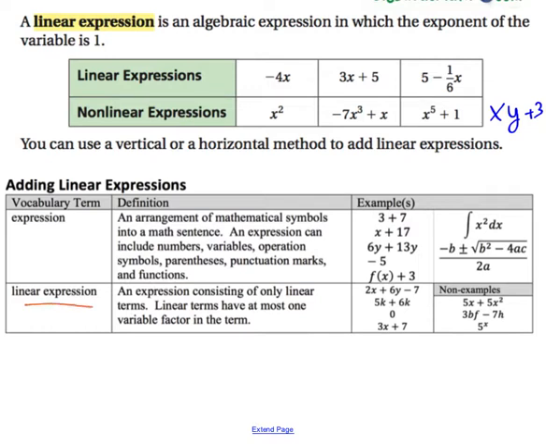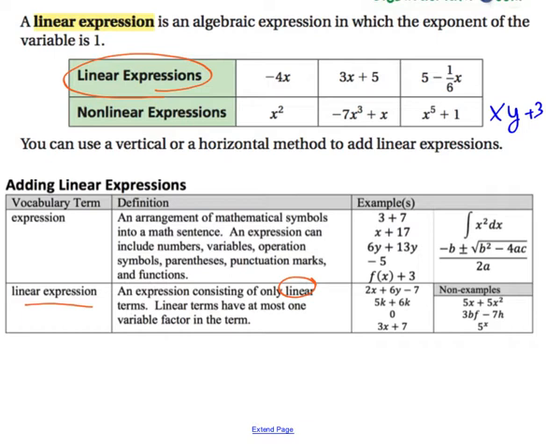Okay, a linear expression is an expression consisting of only linear terms. Remember, linear expressions need to have only linear terms. They have at most one variable factor in the term. So examples of linear expressions: 2x plus 6y minus 7, okay. 5k plus 6k, 0.3x plus 7, those are all fine.